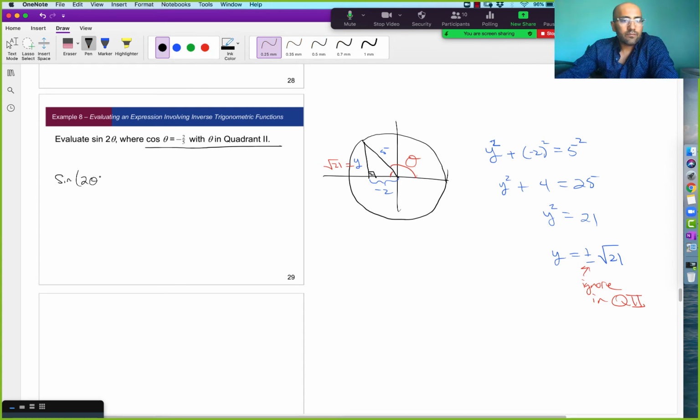Sine of 2 theta. Well, my double angle formula tells me that this is equal to twice sine theta cosine theta. And so this is equal to twice sine of theta, which is root 21 over 5, times cosine of theta, which is negative 2/5. Good. So my answer is going to be negative 4/5 root 21, which is equal to sine of 2 theta.